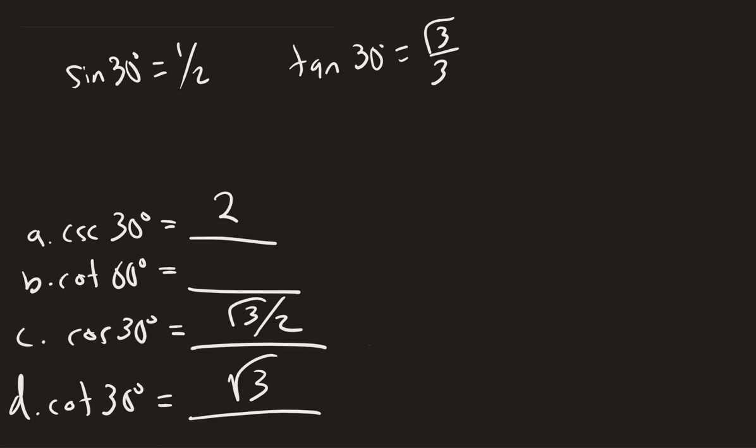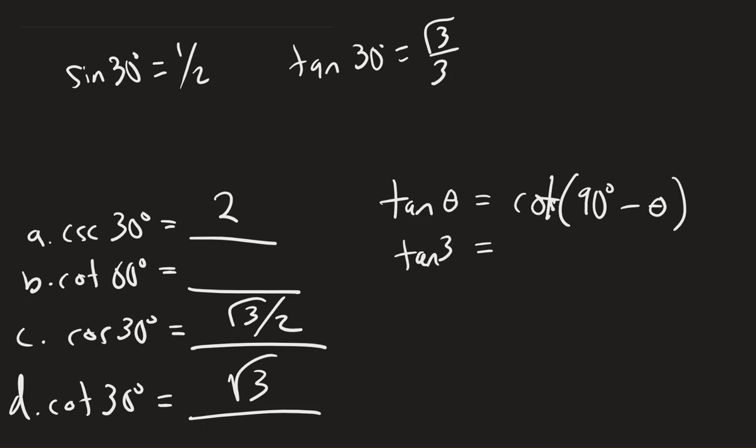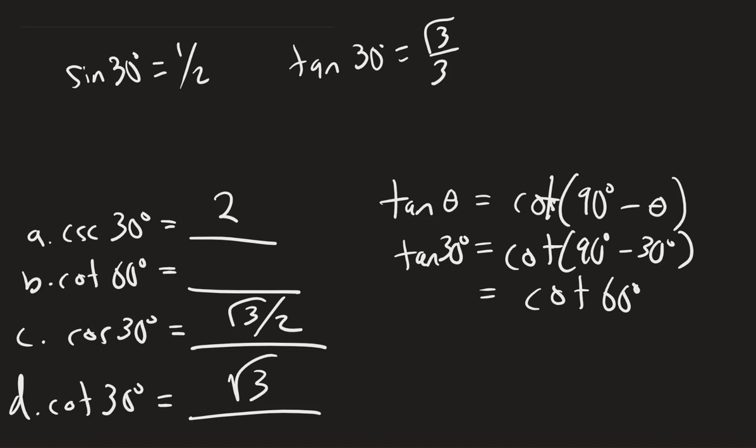but let's use the cofunction here so I can show you how that's supposed to be making it a little bit easier. So the cofunction says that the tangent of an angle is equal to the cotangent of 90 or pi over 2 minus the angle. So in this case, if I would like to know the tangent of 30, that's the same thing as the cotangent of 90 minus 30. And 90 minus 30 is 60.